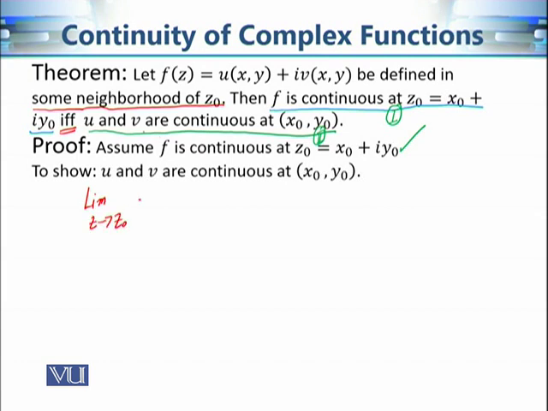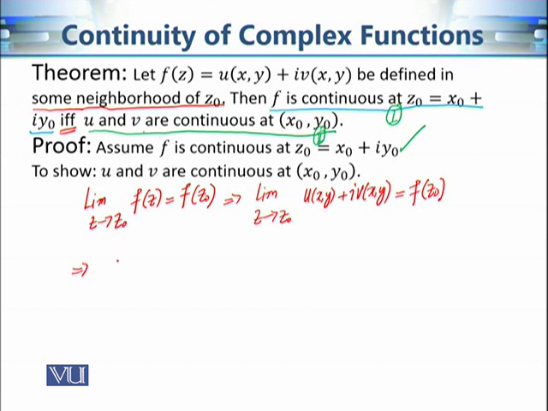If the function is continuous at point z0, then the limiting value should be equal to the functional value. Now the function is given as u of x y plus i v of x y. So this implies that the limit as z approaches z0 of u of x y plus i v of x y should be equal to f of z0. So this implies the limit as x y approaches x0 y0 of u of x y is equal to the real part of f of z0. Now what is the real part of f of z0? What is the real part of f of z? It is u of x y. So this is just u of x0 y0.